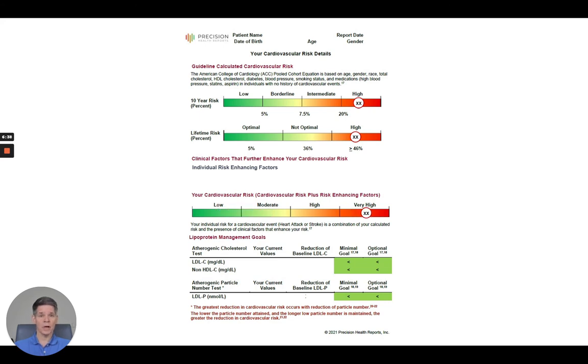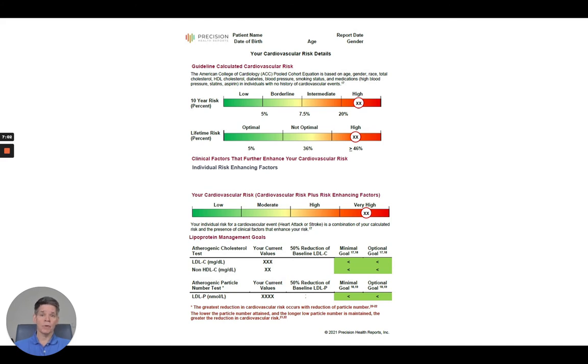Now, this is also modifiable, and we have targets of therapy for how we can lower LDL to further reduce your risk. And at the bottom of the page, you'll see that your numbers for your current values of LDL cholesterol, non-HDL cholesterol, and particle number appear. And to the right of that, there is a percent reduction number. And that percent reduction keys off of your level of risk.